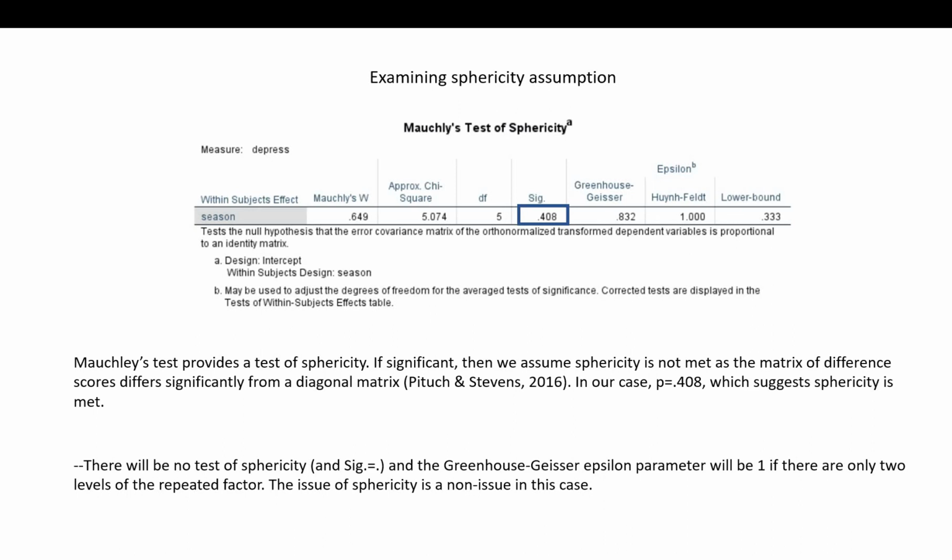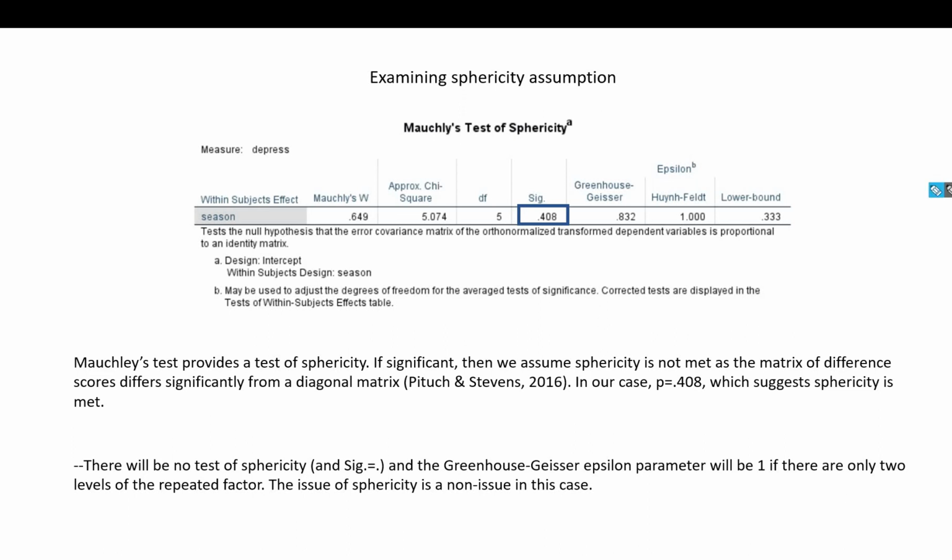Now if we look at Mauchly's test, this is actually a test of sphericity, and so if it's significant, then we assume that sphericity is not met. And if it is not significant, then that would be an indicator that sphericity is met. So the p-value that's given right here is 0.408, which would suggest that sphericity is met.